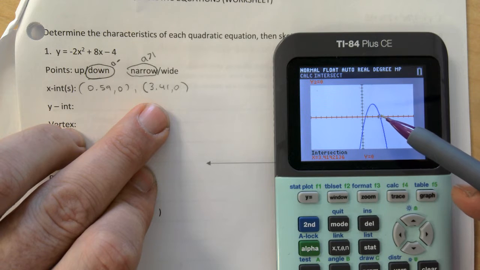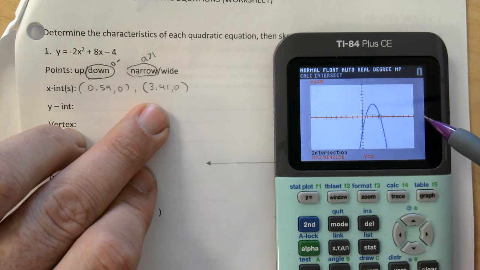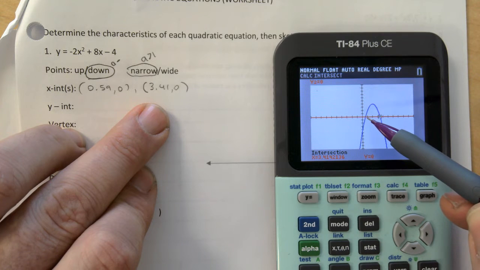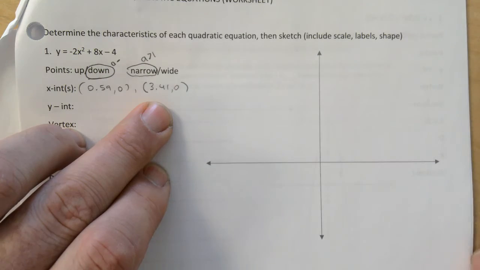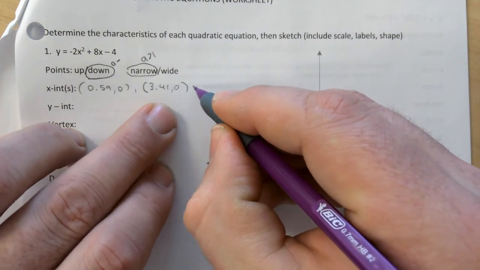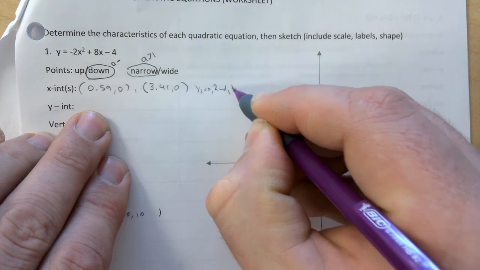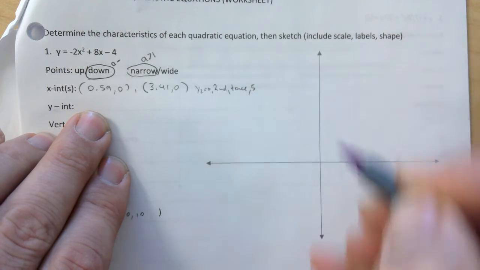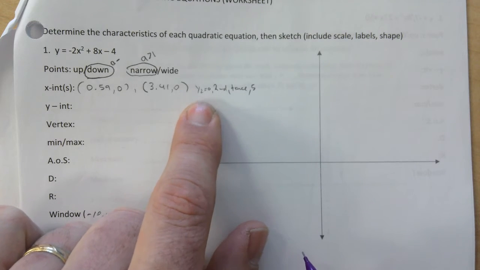So I found the intersection between y equals 0, which is basically the x-axis, and the curve, right? And now I'm going to put down my keystrokes. That's normally how I will be doing it, right? So y2 is equal to 0, second, trace, 5. That's it. That's all you need for keystrokes there.